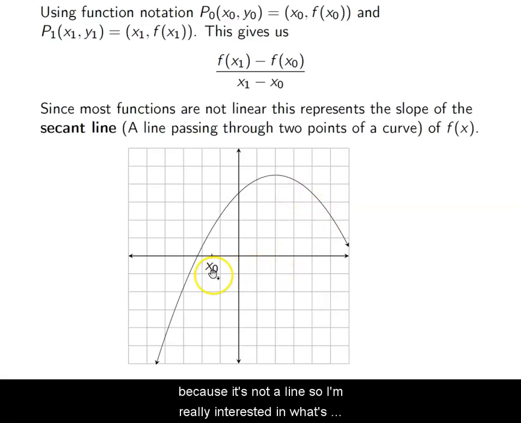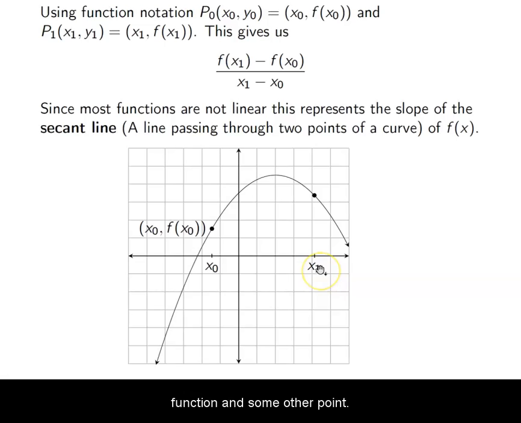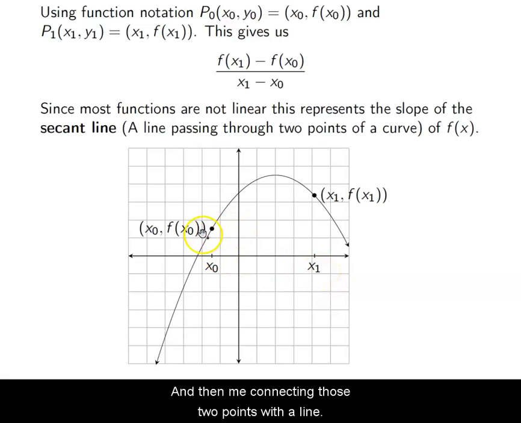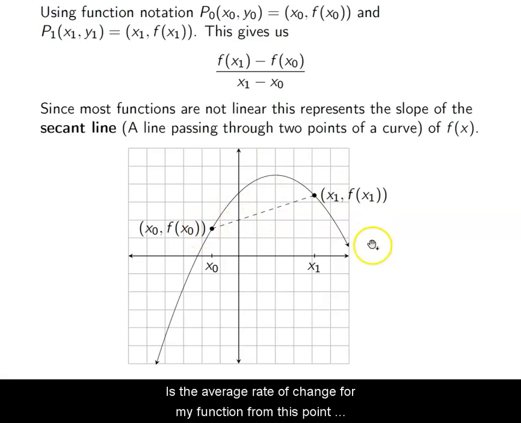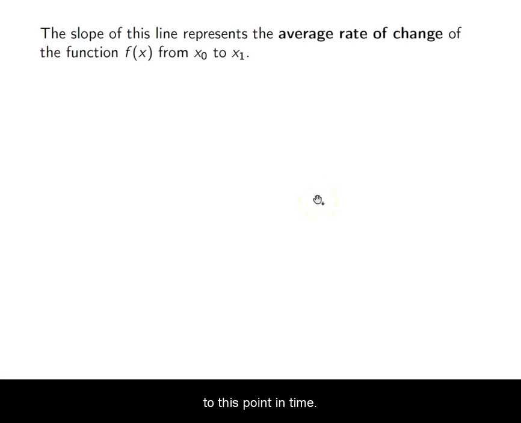I'm really interested in what's going on from one point, which is x naught, f of x naught, me plugging this point into my function, and some other point. Connecting those 2 points with a line gives a secant line. And the slope of this line is the average rate of change for my function from this point to this point in time.